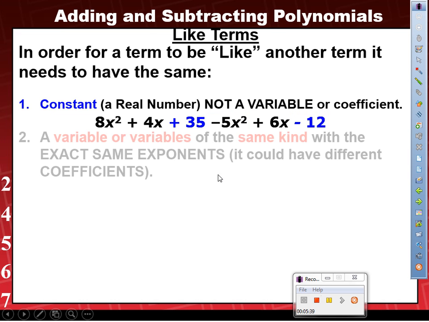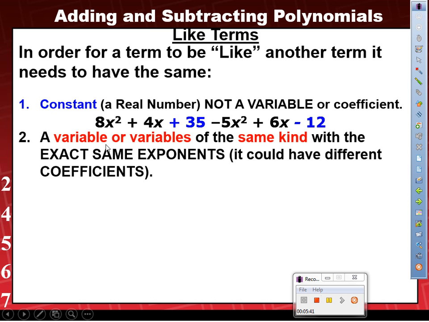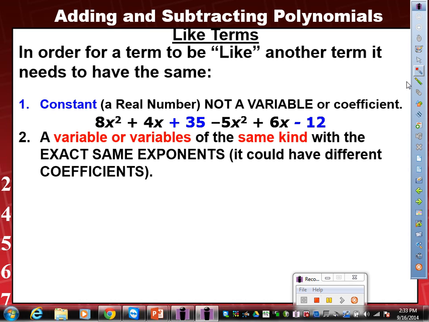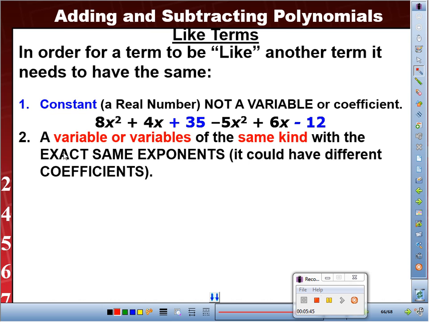Now write this down, please. A variable or variables of the same kind. Write that in red, because I want you guys to remember it. A variable or variables of the same kind. So once again, they need to be the same kind of variable, yes?